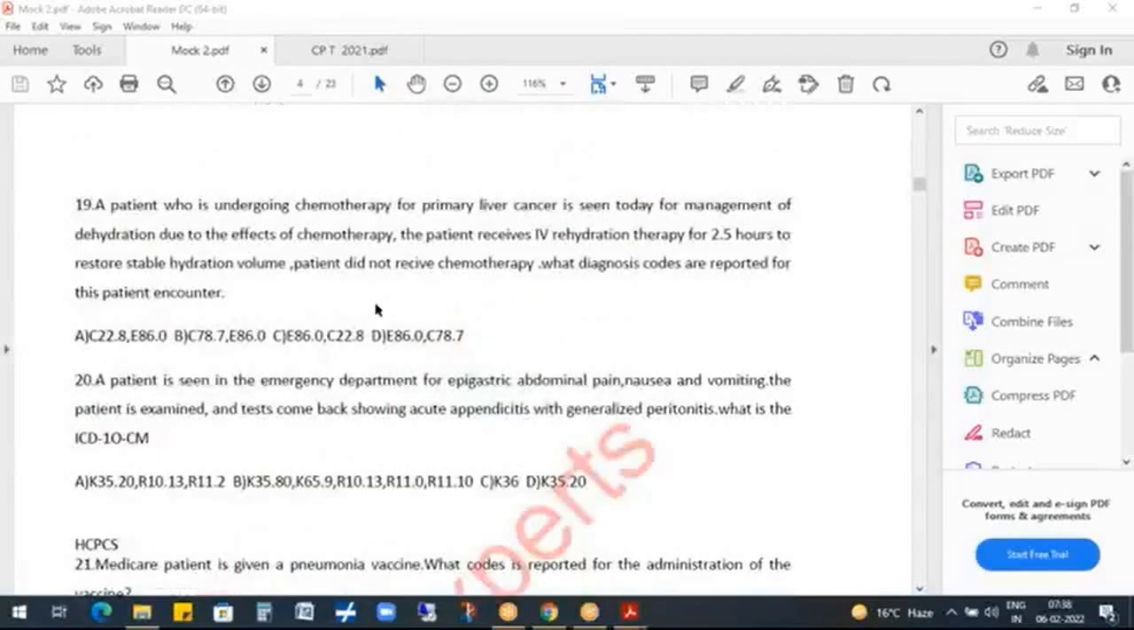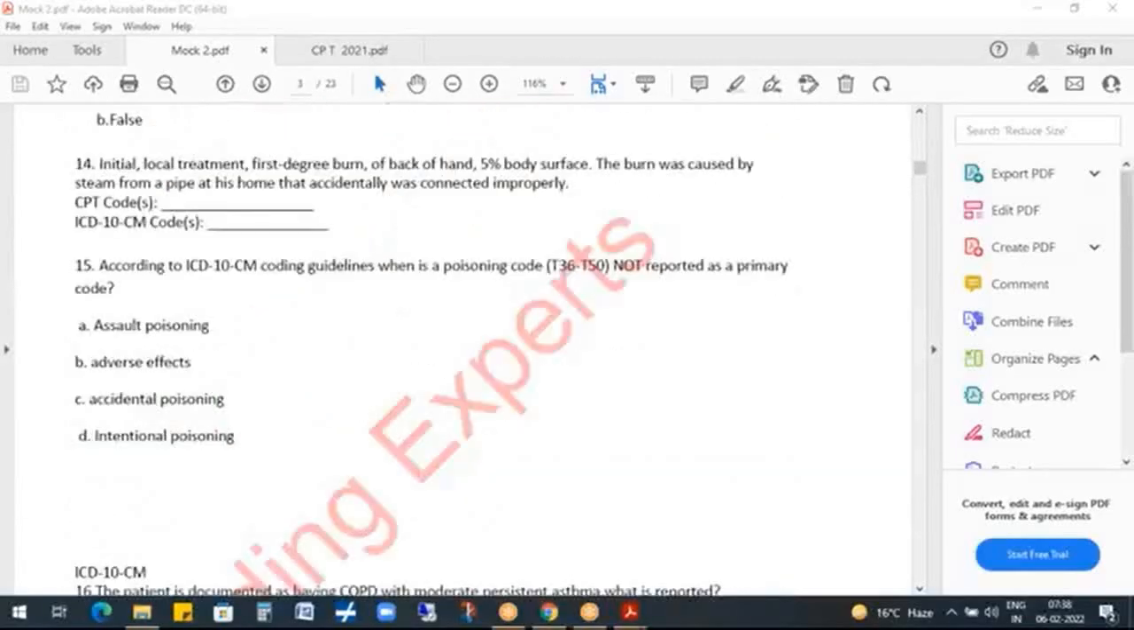Sandhya Rani, what is the doubt in 14th question? The codes, I already told. CPT code is 16000, Sandhya Rani. ICD codes are, let me check. I already told them, but anyway, we'll repeat. T23.169A.